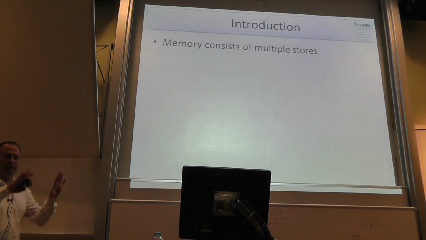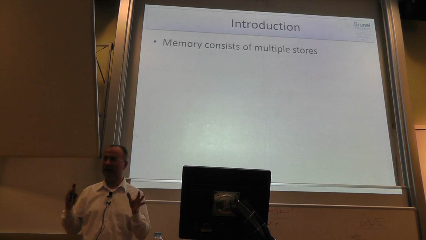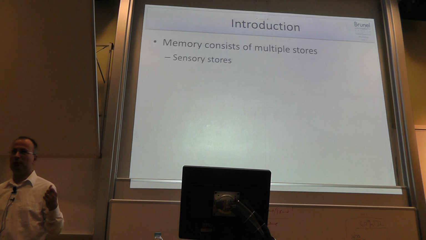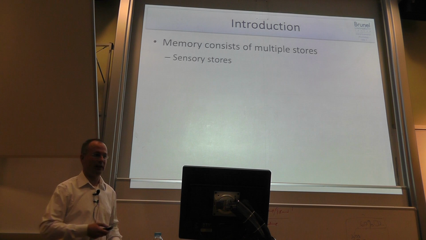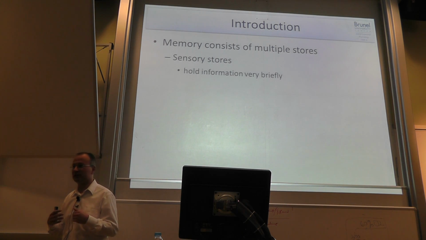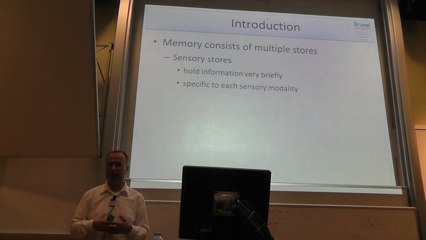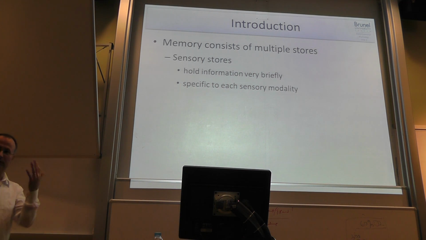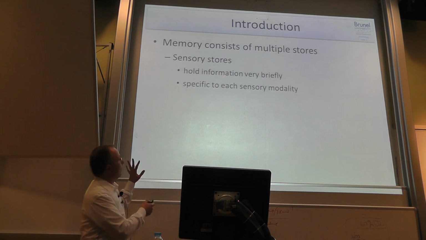In general, just to give a little bit of context, we have a couple of different stores in memory in a larger sense. The first thing where sensory information comes in is stored in so-called sensory stores. They hold information very briefly, less than a second, and this is specific to each sensory modality. For instance, we have an echoic store for auditory input and an iconic store for visual input. But that's not what we talk about.